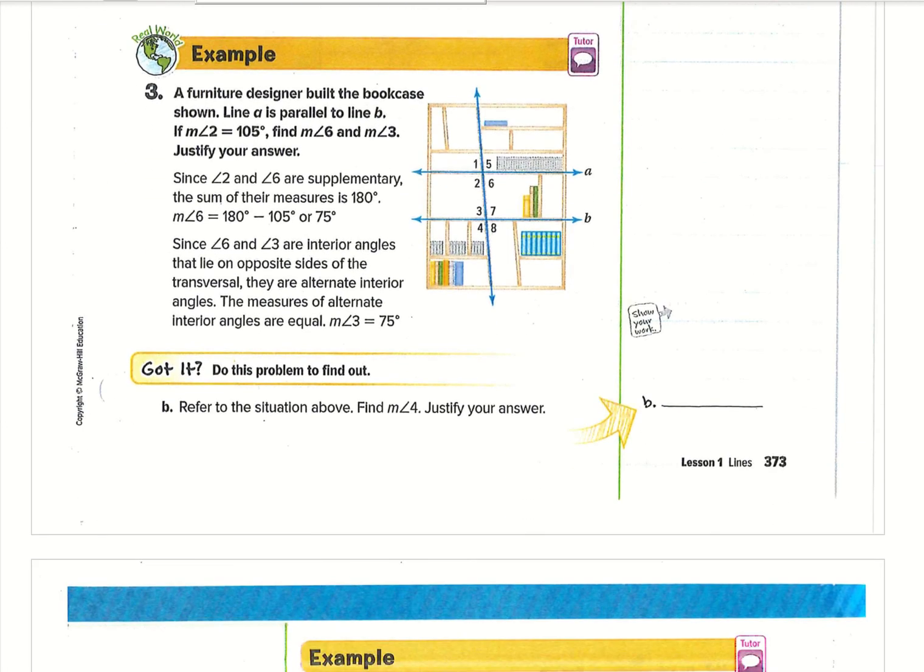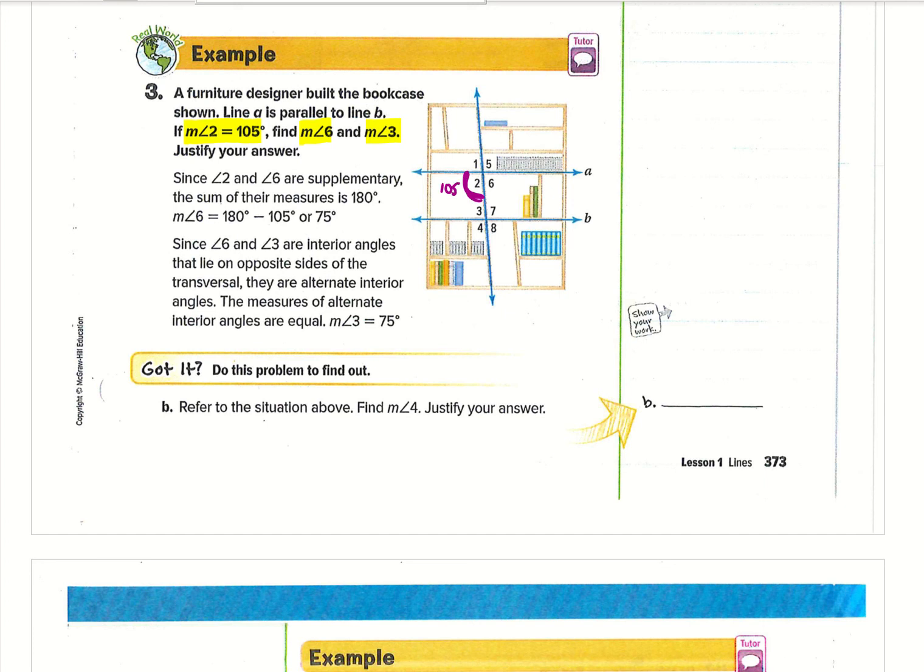This is a word problem. As always with word problems, it's important to take the stuff that actually matters, that is actually going to change something within the problem. So I'm going to look at number 3. It says a furniture designer built the bookcase shown. Line A is parallel to line B. If the measure of angle 2 is 105 degrees, find angle 6 and angle 3. Right away I know I just need to use angle 2. That's right here, and they told us that is 105.